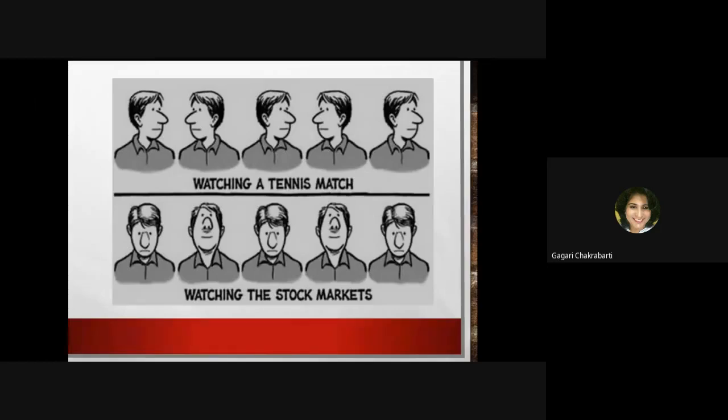So, in our last 3 sessions, we have discussed the theories and the logic behind using the indicators for assessing the financial health of a firm. So we shall be starting with this. When we watch a tennis match, we just move our head from left to right, and when you are watching the stock market, the prices are either high or they are low. So you will have to keep a continuous watch on that.